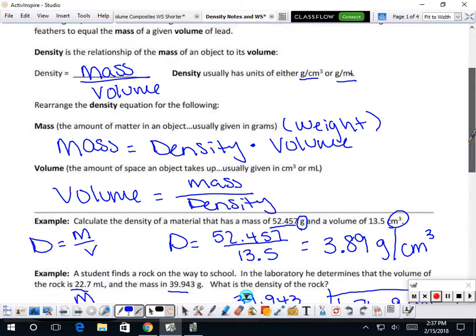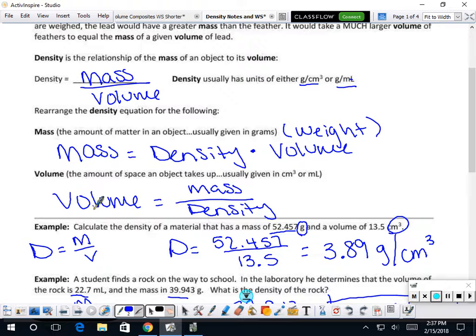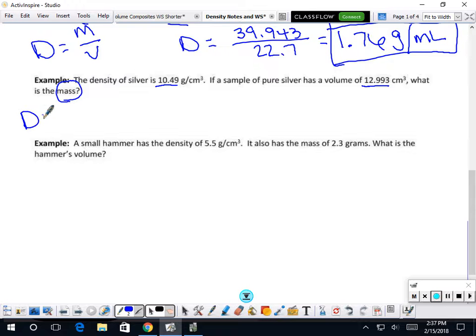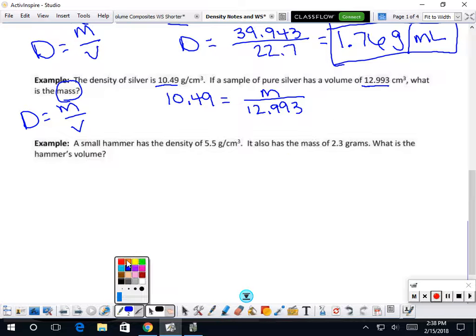At the top of the page, we talked about mass equals density times volume, and volume equals mass divided by density. That was more just as a convenience in talking about rearranging the formulas. The easiest way to set this up is to stick with D equals M over V, so that you're memorizing one formula, not three formulas. So we're going to plug in what we know into D equals M over V. We have 10.49 is equal to mass, which we don't know, so I'm going to leave that as an M, over volume, which is 12.993. I'm going to work this out algebraically to solve for the mass.